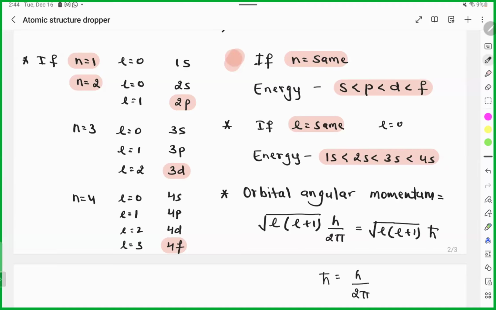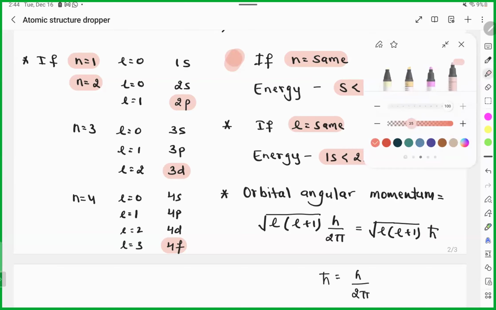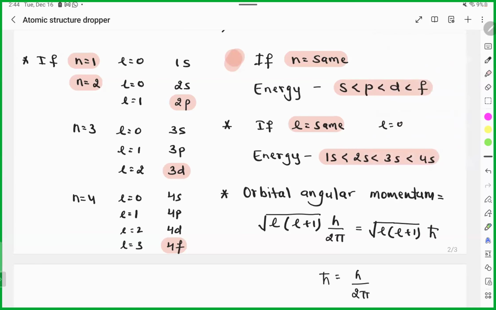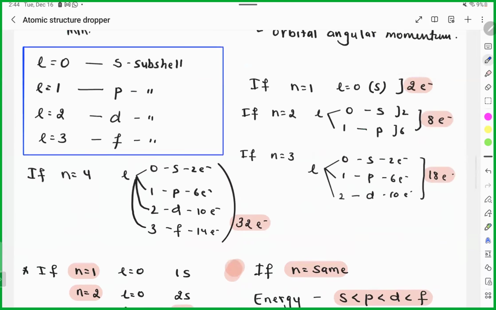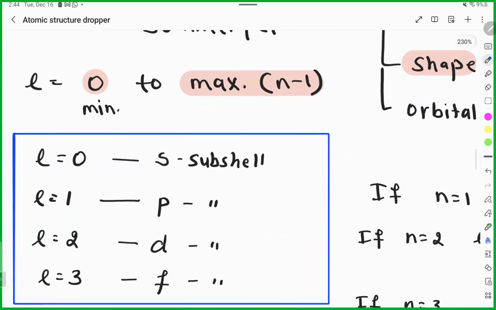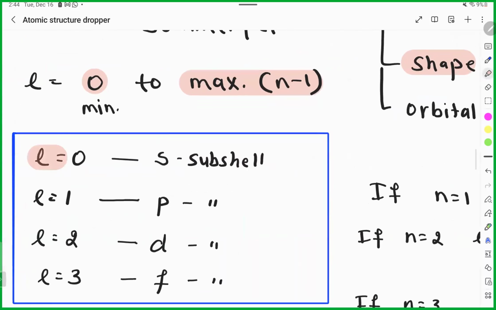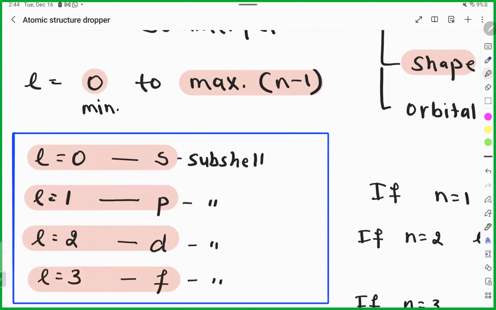Very, very, very important. And I will show you right now a minimum of 3-4 questions on the same topic. You should know for every subshell what the L value should be. If you know this, you can solve all the questions. L is 0 for S, L is 1 for P, L is 2 for D, L is 3 for F. Okay, let me show you a question.